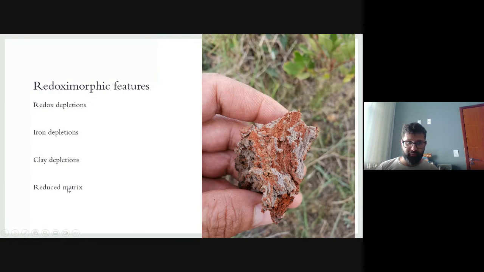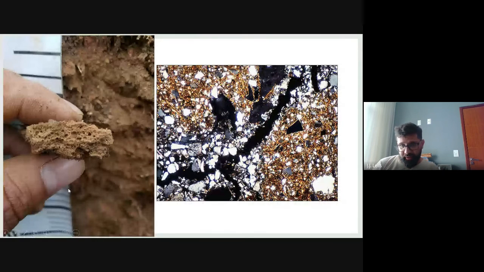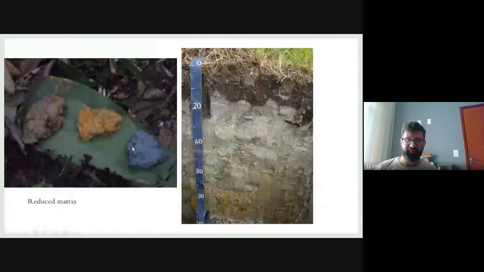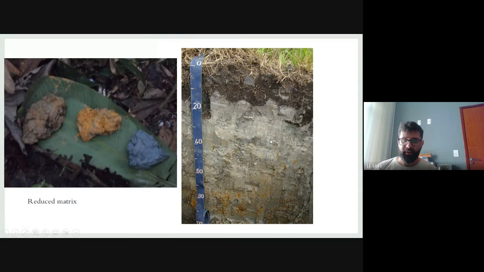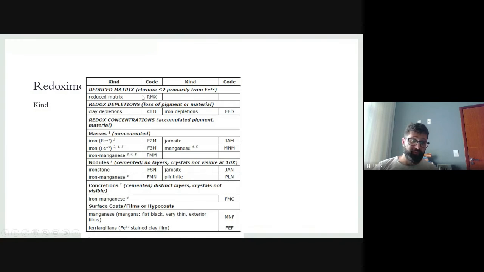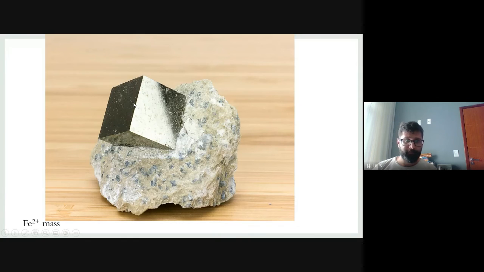And we can see the reduced matrix like here. It just produces these gray colors when the soil is formed in anoxic conditions. We have different kinds of redoximorphic features, okay? Like we can see iron masses, we can see nodules, we can see concretions, we can see surface coatings. We can see some of them, okay?